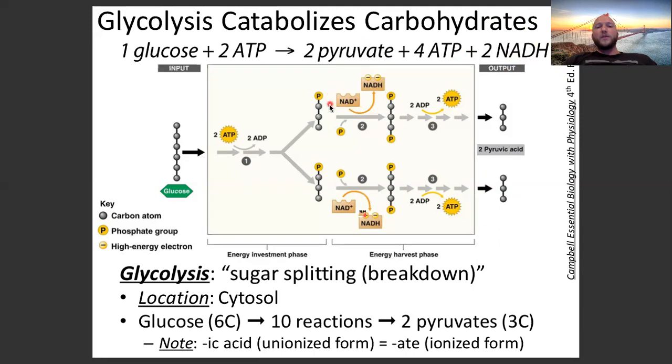There's one other thing I want you to notice here. This molecule NAD+ gains those high energy electrons and becomes NADH. NAD+ and NADH are kind of like ATP and ADP. They go back and forth between each other. NAD+ lacks high energy electrons, NADH has high energy electrons, and it kind of goes back and forth. So both of these are going to be important later on. So remember those.